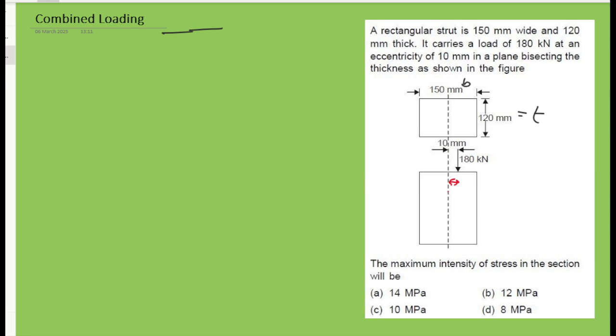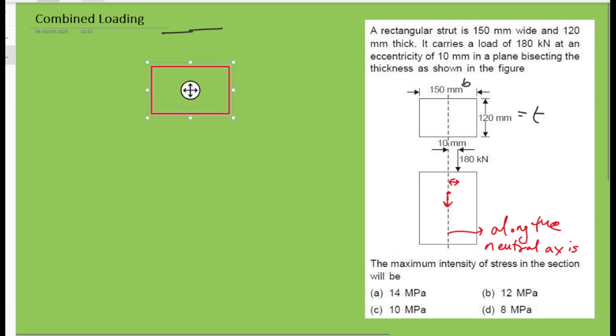So we can see it is not directly acting upon the neutral axis, so we need to shift the force. This is the force, 180 kilonewton, acting at the center of gravity, that is along the neutral axis. So how can we do this? Let's make the cross-sectional area. This is the central neutral axis. We will shift the force.